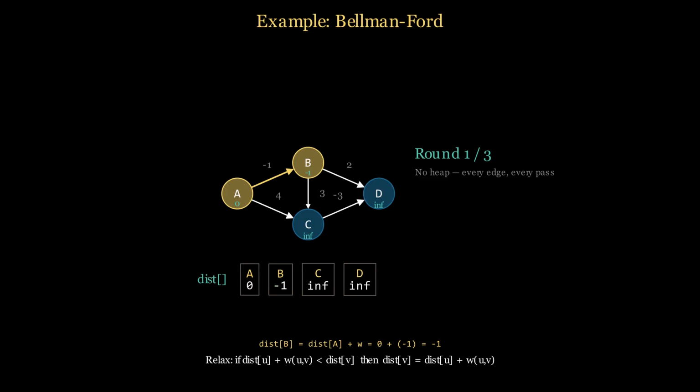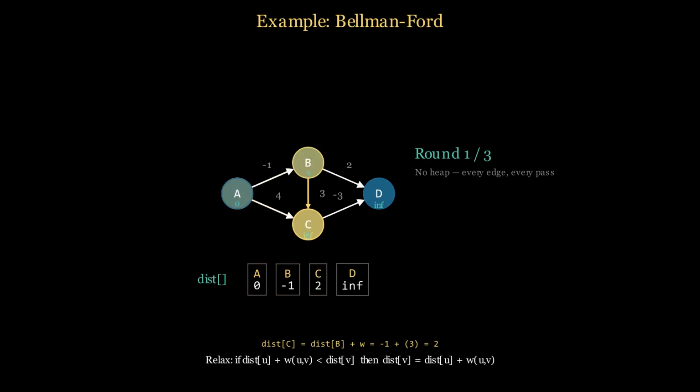Pass 1 of 3. Relax from A to B, weight -1. We improve distance to B from infinity to -1. Relax from A to C, weight 4. We improve distance to C from infinity to 4. Relax from B to C, weight 3. We improve distance to C from 4 to 2.